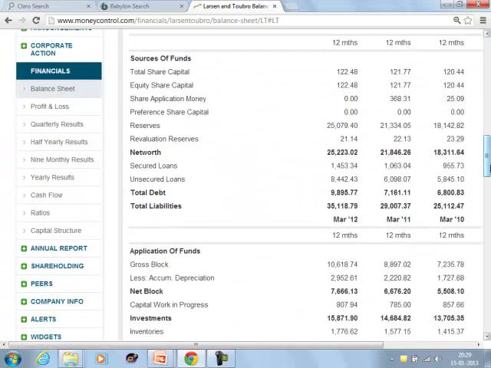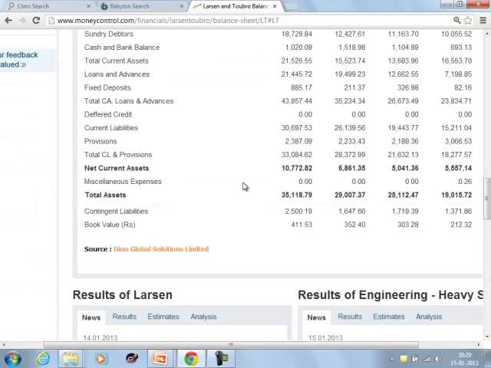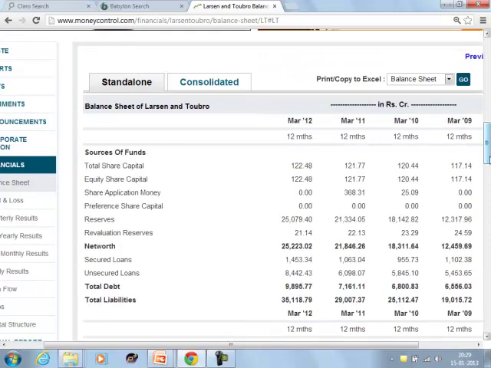So this is the balance sheet. Sources of funds and application of funds. Total sources 35,118. Total application 35,118. Balance sheet tallies. Okay. What are my sources of funds?